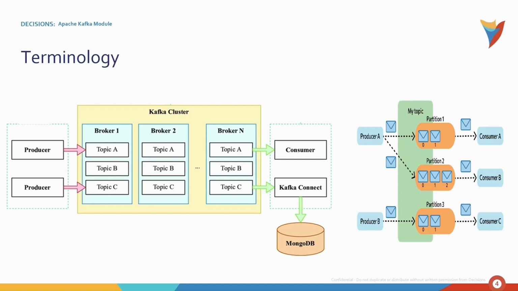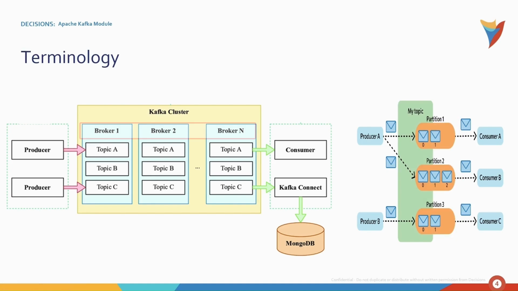Terminology in Apache Kafka. Producer sends data, for example, events or messages, to Kafka. Consumer reads data from Kafka. Topic, a category or feed name to which records are sent and from which consumers read. Also, refer to this diagram for topic and partitions. Partition. A topic is split into partitions for scalability.